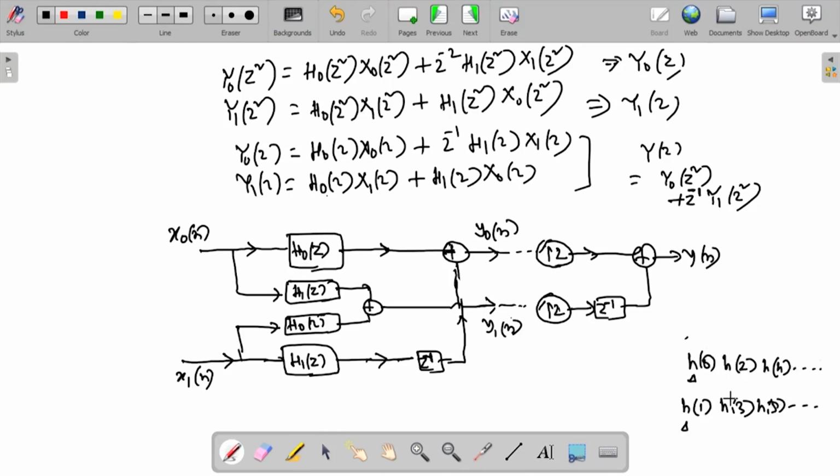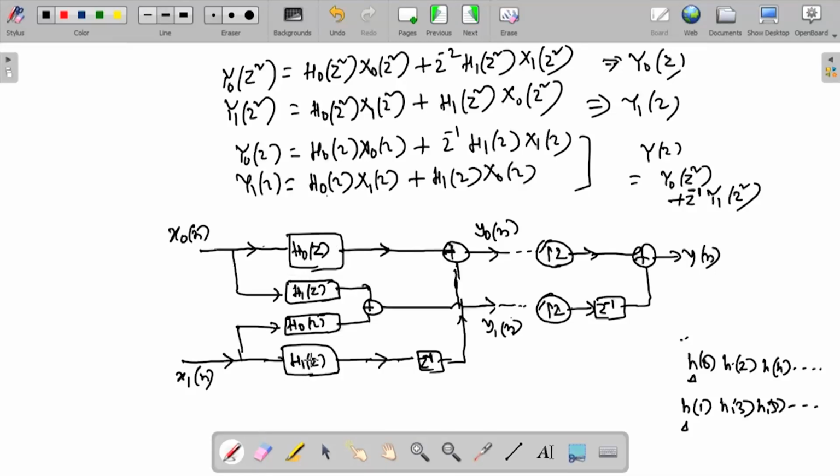Here also 50. So in each filtering how many multiplications will I have? 50 multiplications. H0 into x0 n plus H2 into x0 n minus 1 plus H4 into x0 n minus 2 and so on. So per convolution output there will be 50 multiplications. Similarly 50, 50, 50. I have the same for additions. So 50, 50, 100, 50, 50, 100.